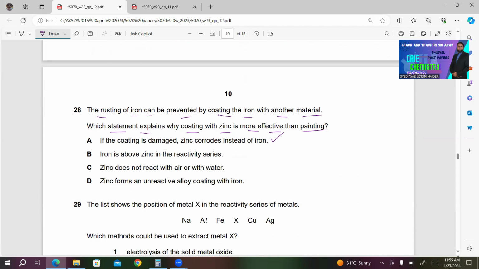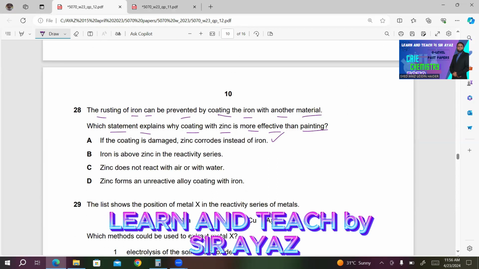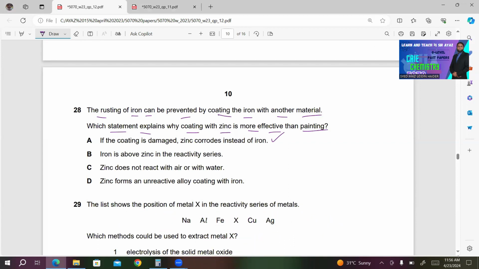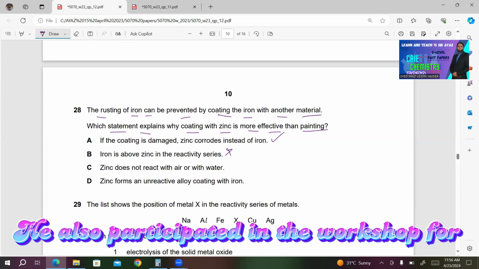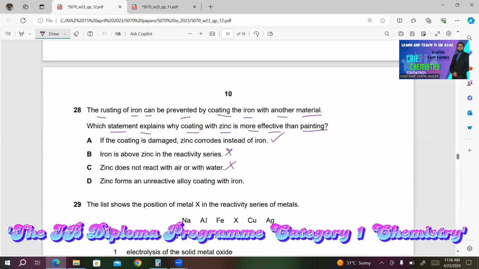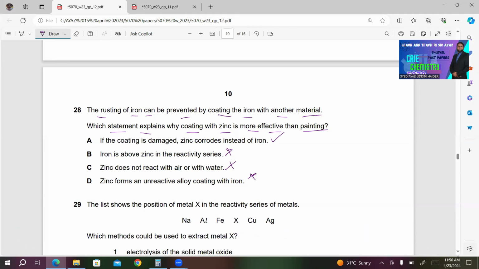B, iron is above zinc in the reactivity series. This does not explain it. If iron is more reactive than zinc, then iron must be reacting. So it is not the right statement. C, zinc does not react with air or water, is also incorrect. It does react with air and water. D, zinc forms an unreactive alloy coating with iron, is also incorrect. It must be reacting or corrosion will take place. So A must be the right answer for 28.